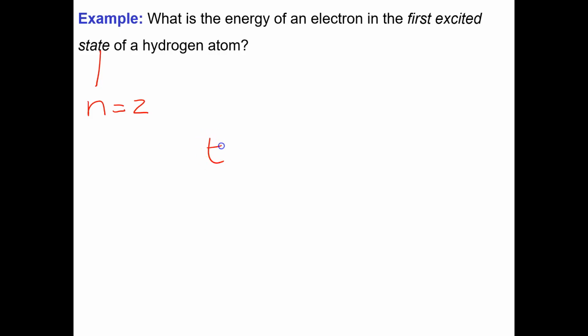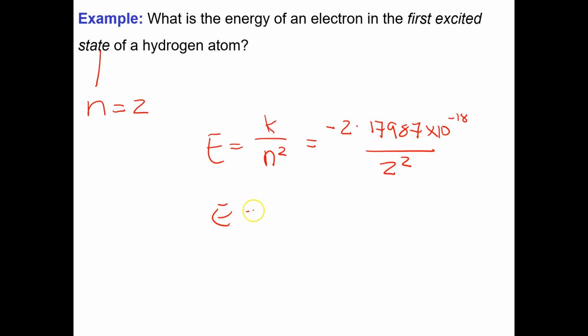So a little formula is E is equal to K on n squared. And interestingly, we always give these energies as negative numbers. So this is minus 2.17987 times 10 to the minus 18 over 2 squared. And these energies normally come out around 10 to the minus 18 to 10 to the minus 19.